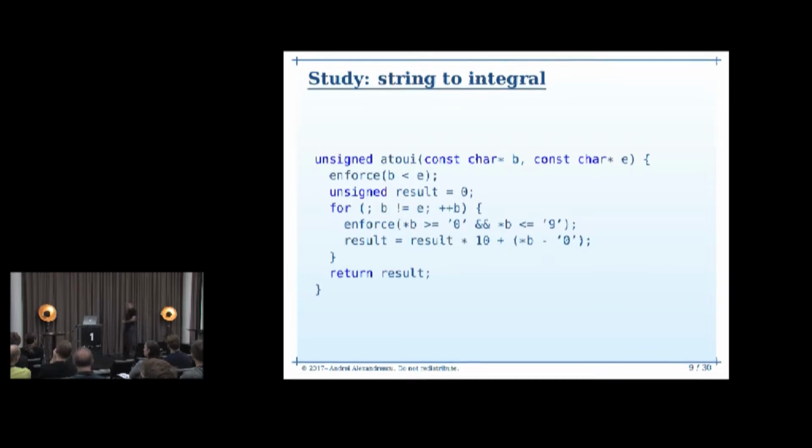And who can tell us what are some of the dependencies involved? The result depends on its previous version and also on the current character, by means of a complex pattern. The result is result times 10, plus whatever.